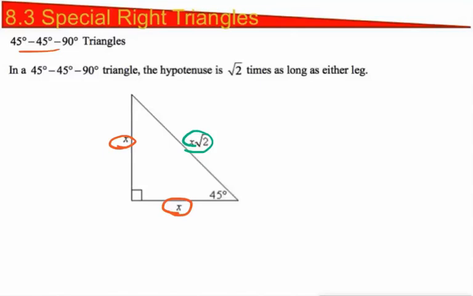So if these two sides were 5, this side will be 5 root 2. If these sides are 12, this side would be 12 root 2. It's just a simple relationship that exists between the sides of that 45, 45, 90 triangle. What's important now is that you know and you can remember the side relationships.